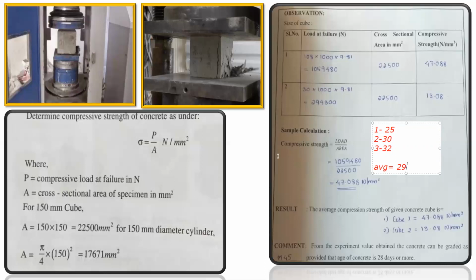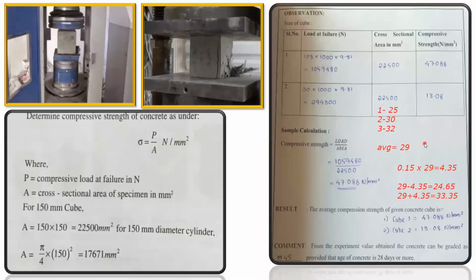That means I have taken the average, which comes out to be 29 Newton per mm square. So this value should not deviate by 15% of your mean. That means take 15% of this. 29 into 15% is 4.35. So plus or minus. For this 29, you subtract 4.35, and from 29 minus 4.35 I'm getting 24.65. On the other hand, you add it: 29 plus 4.35 is 33.35. So this is the range for my values.